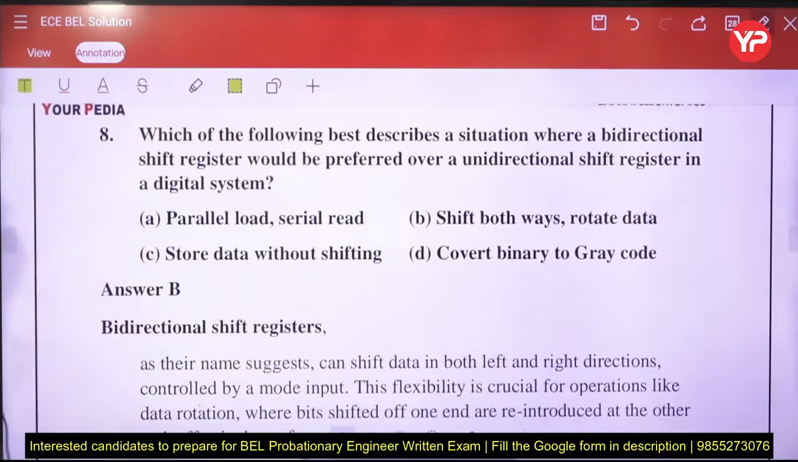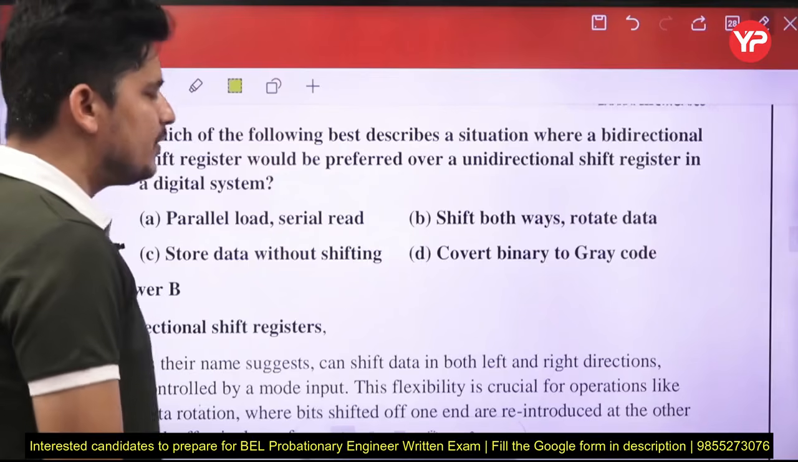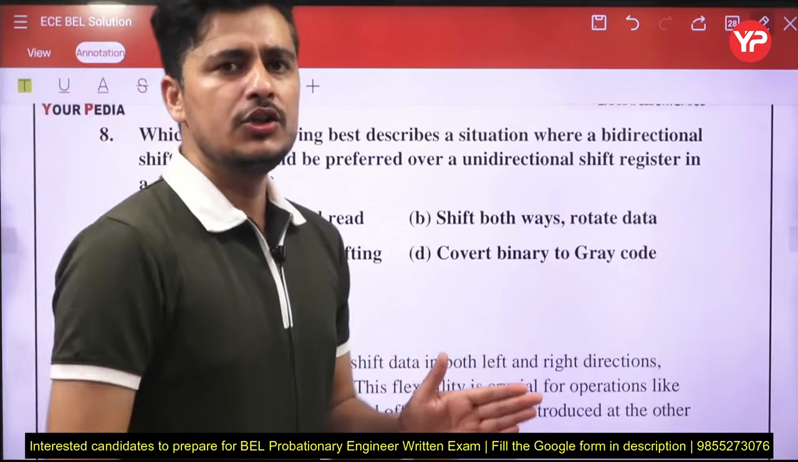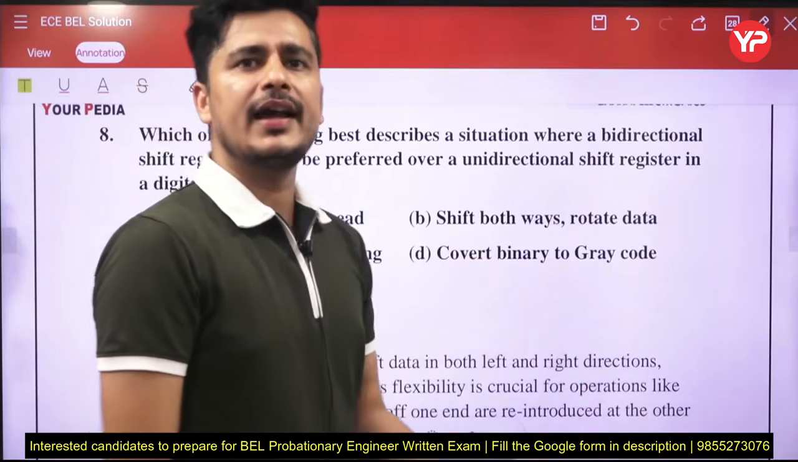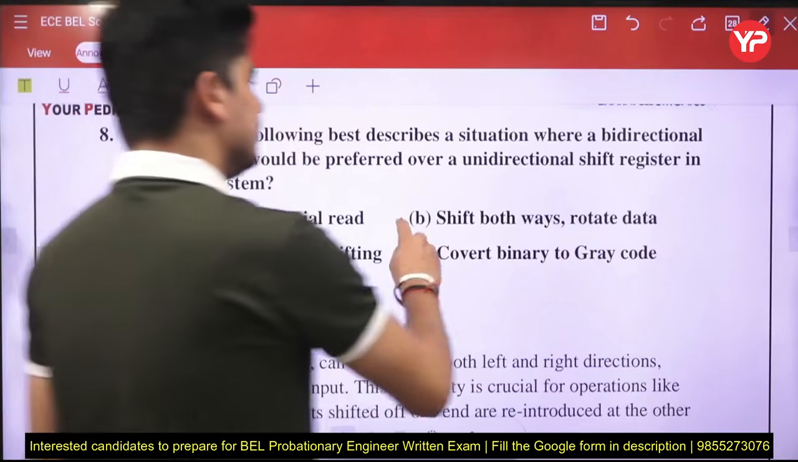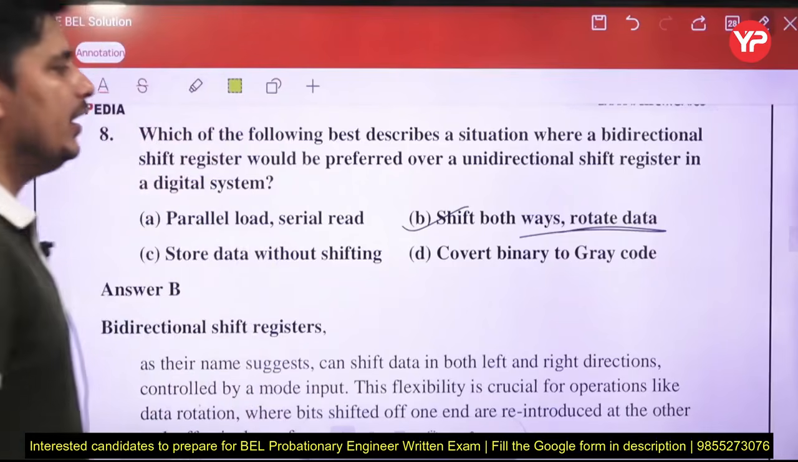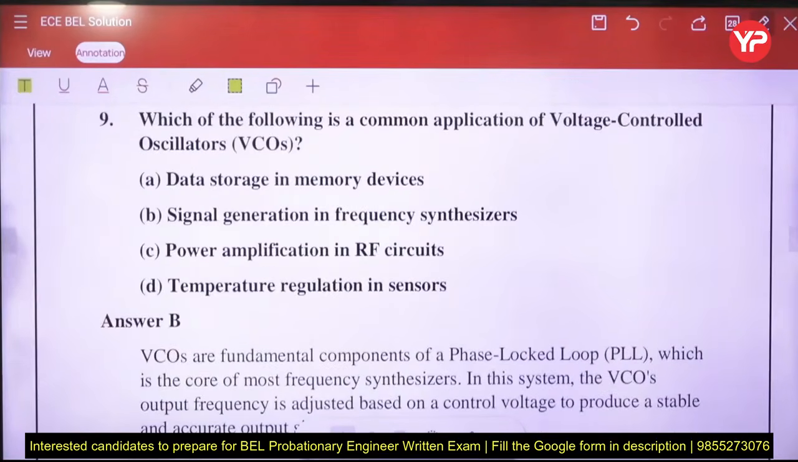Which of the following best describes a situation where a bidirectional shift register would be preferred over a unidirectional one? Unidirectional means shifting the data only in one direction. Bidirectional means you can shift the data to the left side as well as the right side, right? That is called a bidirectional shift register. A bidirectional shift register shifts the data both ways, or you can say rotates the data. It can rotate the data, right? Answer will be B.